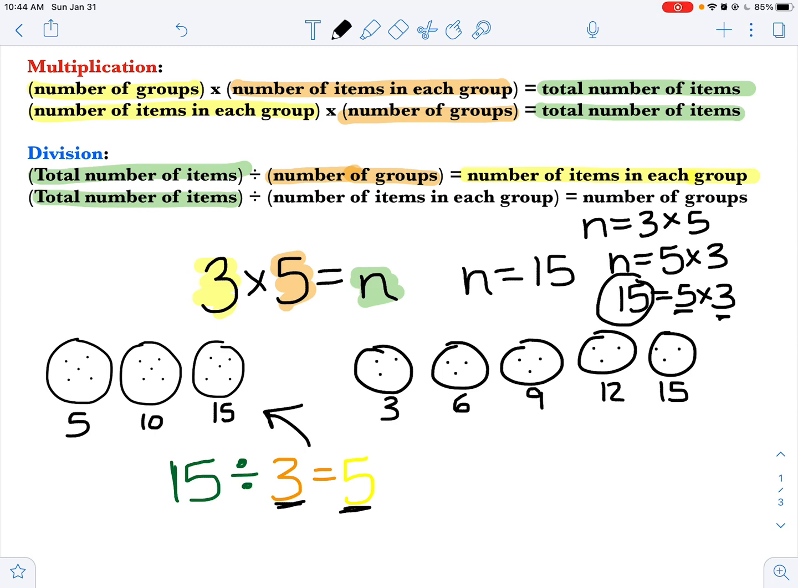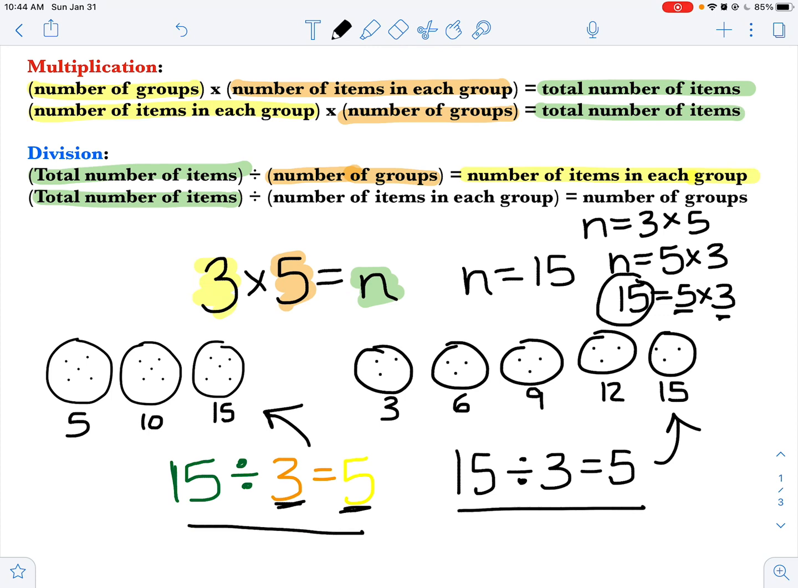Okay, or we could have it represent 15 total items. Remember, division always starts with our total. And it could mean that there are 3 items in each group to make 5 groups. That's represented here. Do you notice how it's the same division sentence, but it's represented differently? Because you can decide, is this number here representing our number of groups or how many in each group? But notice the relationship here.